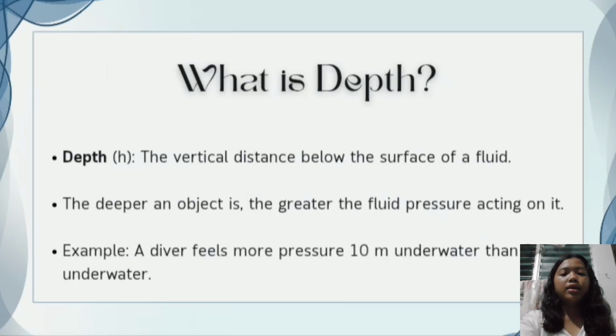What is depth? Depth is the vertical distance below the surface of a fluid. The deeper an object is, the more fluid is above it, resulting in greater pressure. For example, a diver feels stronger pressure at 15 meters underwater than near the surface.